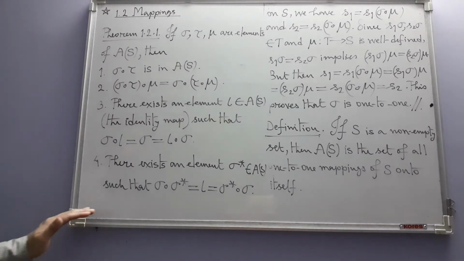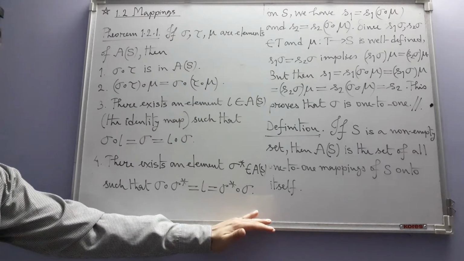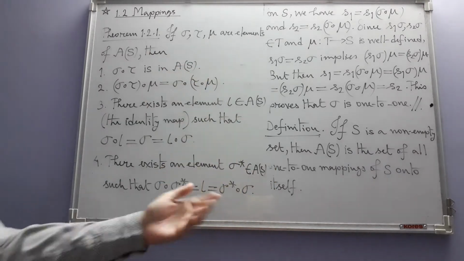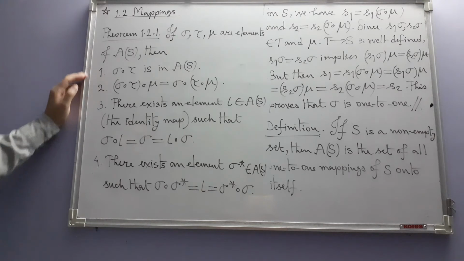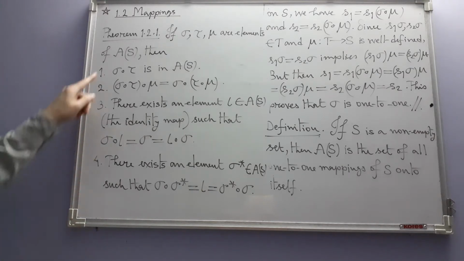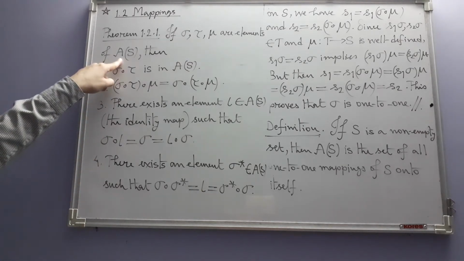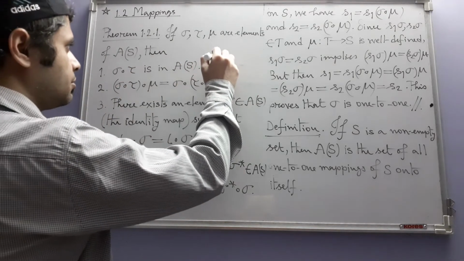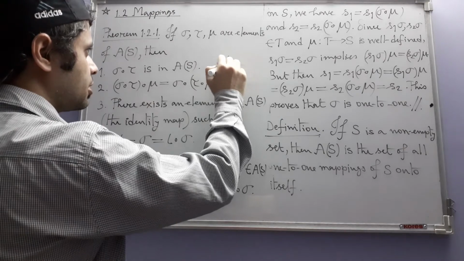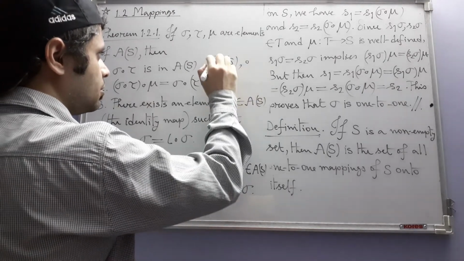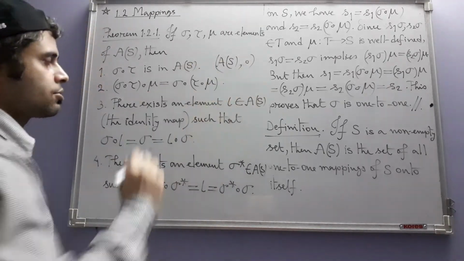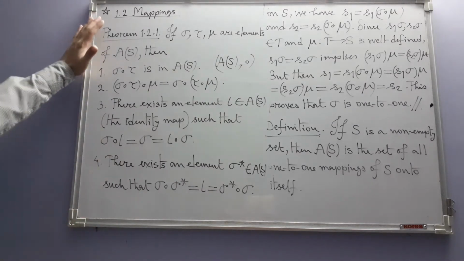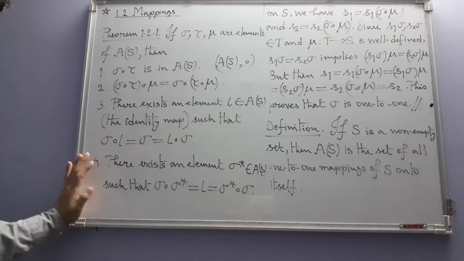Okay, so these are the four properties which are going to be very important in the next chapter, which is on group theory. So these things are true in A of S, and those of you who already know about group theory know very well that A of S forms a group under the operation which is composition of maps.